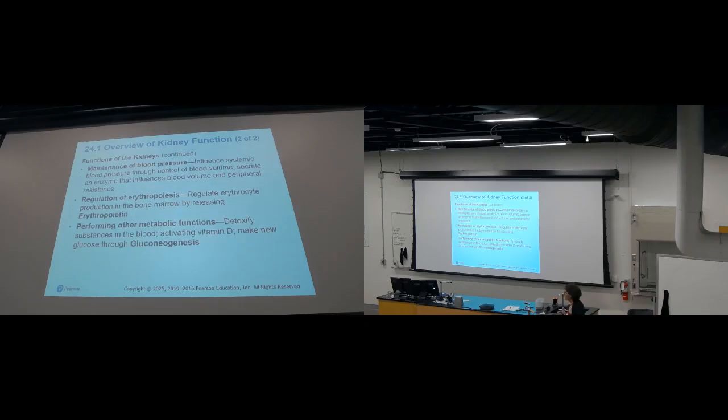Maintains blood pressure. When your blood pressure goes down, you release an enzyme called renin that starts a cascade that ultimately leads you to bring your blood pressure up. We will go over the details of this. It regulates erythropoiesis, the formation of red blood cells.